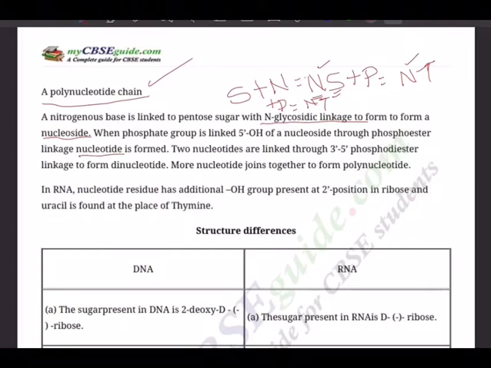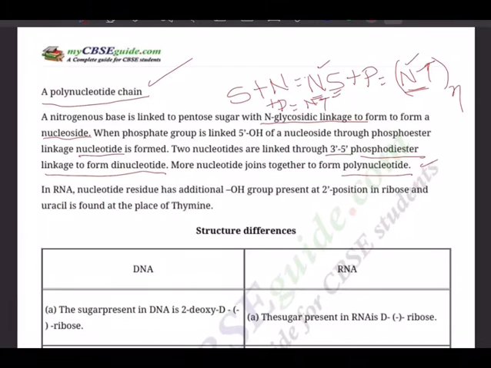I hope I am clear. Nucleoside, we abbreviate it as NS. N stands for nitrogen base, S for sugar, pentose sugar. So nitrogenous base plus sugar is a nucleoside. To that, one phosphate group is added, then it becomes a nucleotide. And DNA is a polynucleotide chain, n number of nucleotides. Two nucleotides are linked through a 3'-5' phosphodiester linkage. More nucleotides join together to form a polynucleotide.